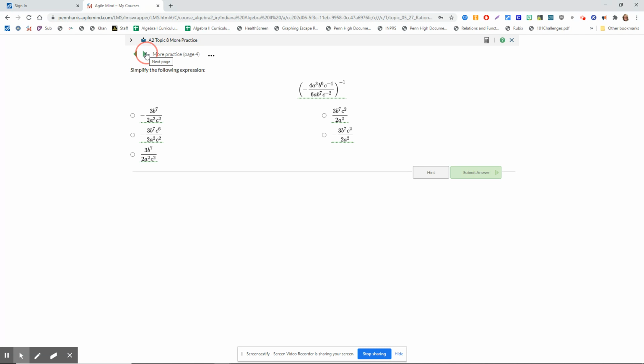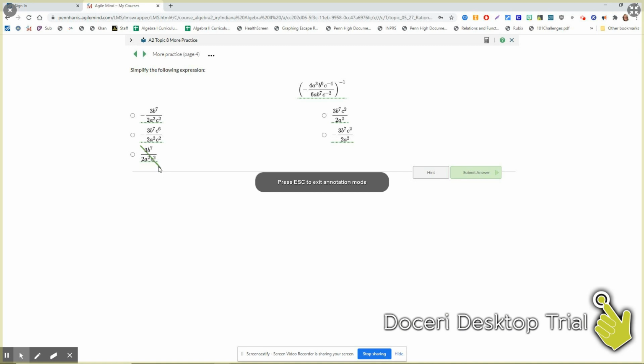Page 4 here, they just want you guys to simplify this. The biggest thing to note is that negative, it's going to stay out front. So I can immediately cross off anything on here that has an overall positive answer.